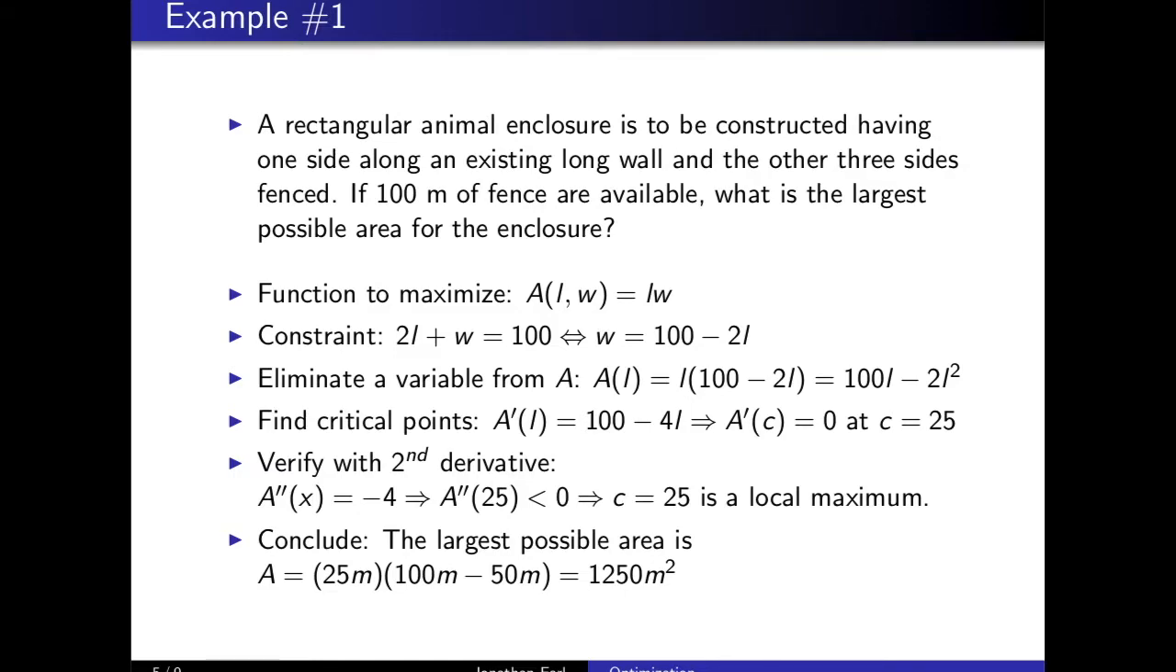Okay, and then as before, we could verify with our second derivative to see that our second derivative is going to be negative everywhere. So in particular, it's negative at our critical point, which tells us that our critical point of c equals 25 is a local maximum. And then all we're going to want to do is put the critical point back into the original function to get our area at that point. So we'll get that the largest possible area that we could get is 25 meters times 50 meters, so 125 meters squared. And again, the units can also help make sure that we've got the right answer.